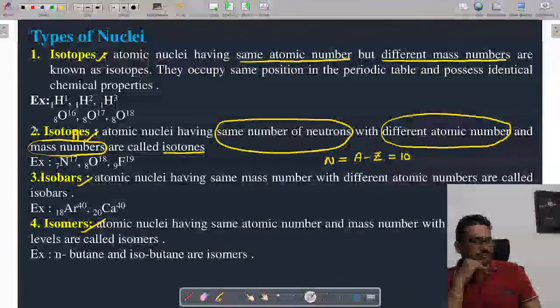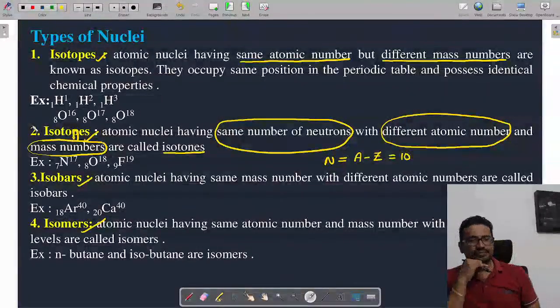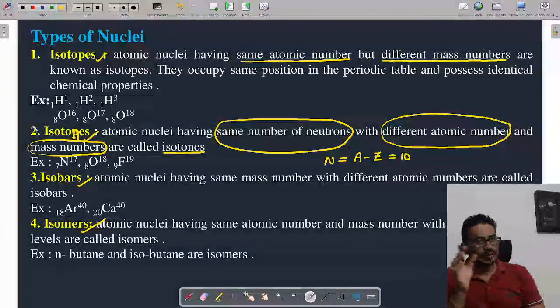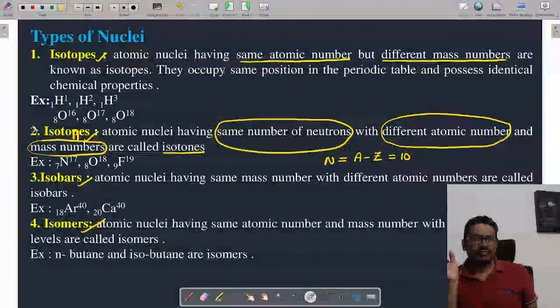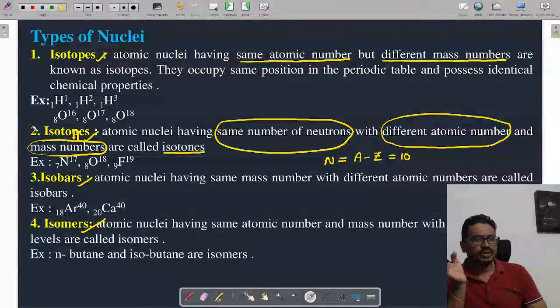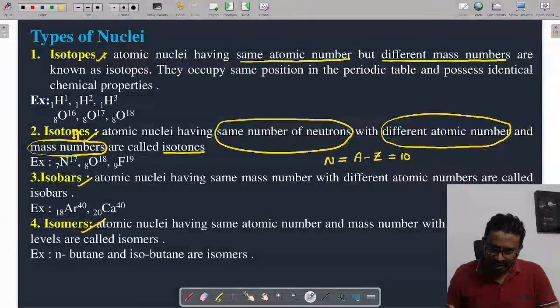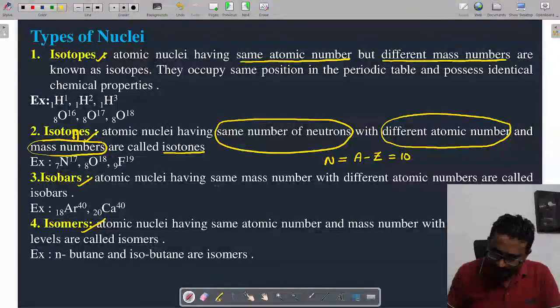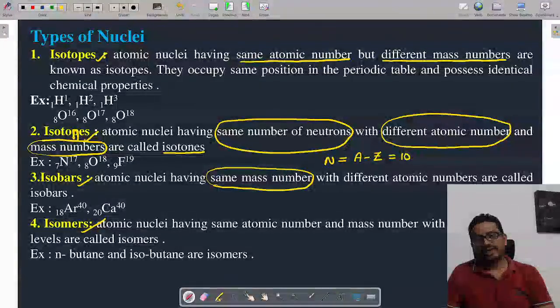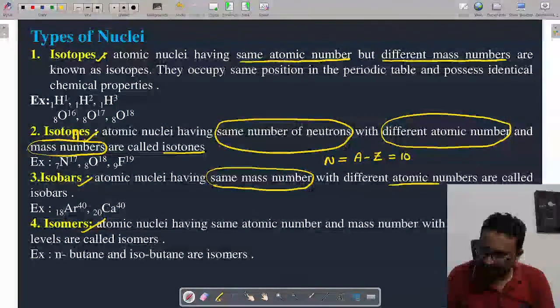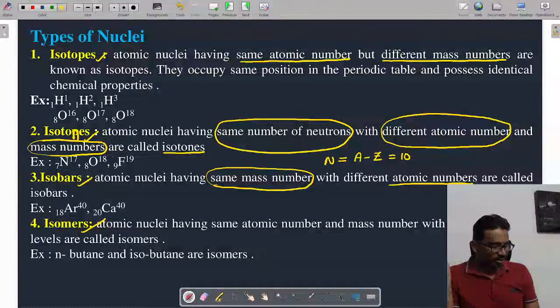Right? So isotope means the same atomic number, that means the same number of protons. Isotones means the same number of neutrons. Isobar, and what does isobar mean? Having the same mass number, with different atomic numbers, are called isobars.